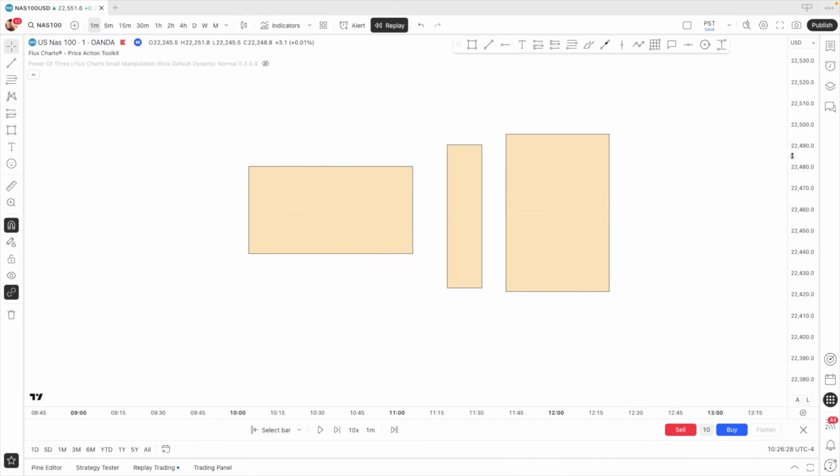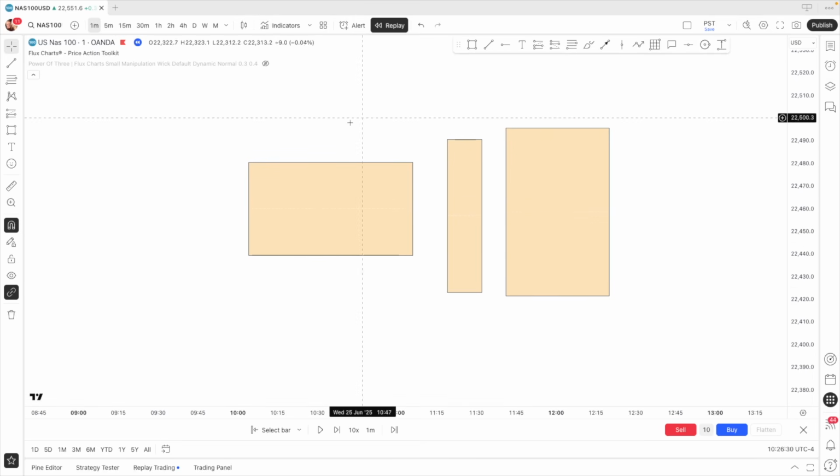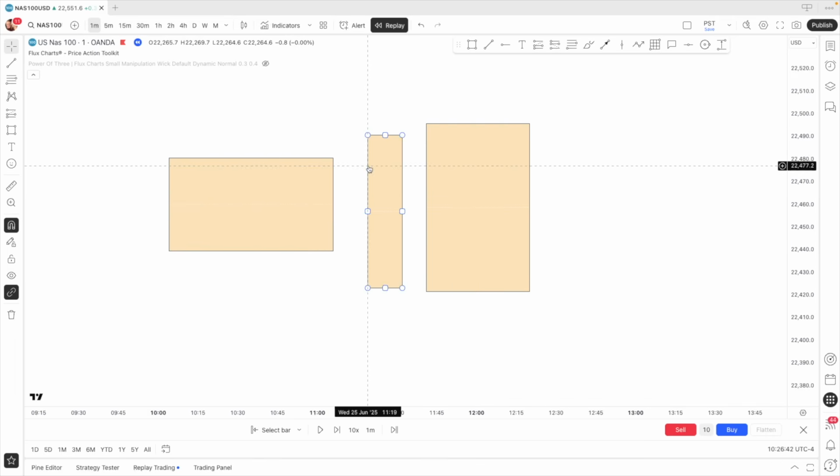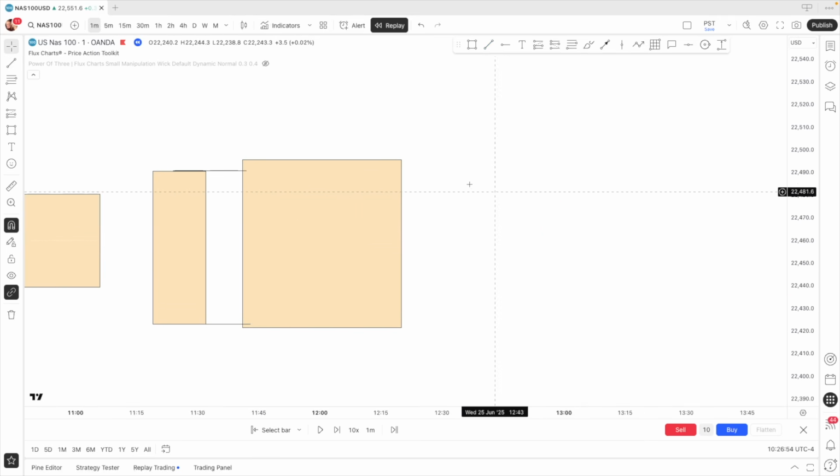So what we wait for, we are going to see what happened in the New York AM session, if price accumulated, if price had a distribution, was there a manipulation. Then we are not going to trade in the lunch session, but we are going to use the lunch high and the lunch low to look for entries.